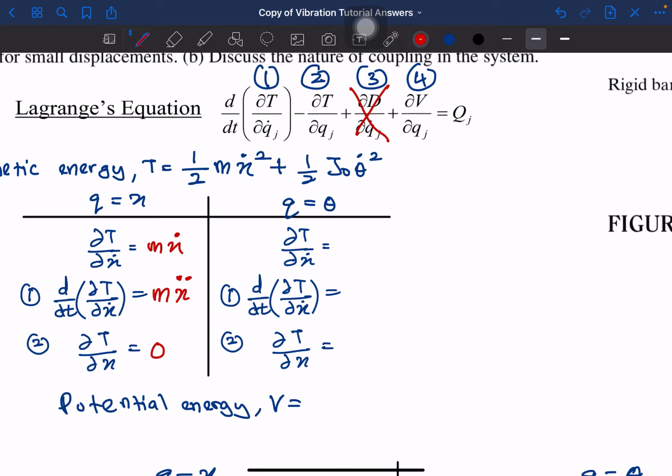Okay then, next, do the same for theta. Now we define our Q as theta, so differentiate kinetic energy with respect to theta dot. Sorry, this is supposed to be theta dot. Differentiating the first term with respect to theta dot will be 0. And this one is squared, bring it to the front, half times 2 equals 1, and power 2 minus 1 equals 1. So you'll be left with J naught theta dot. And then differentiate this one more time, so you'll get J naught theta double dot. Differentiate with respect to theta, you don't have theta here, so you'll get 0.